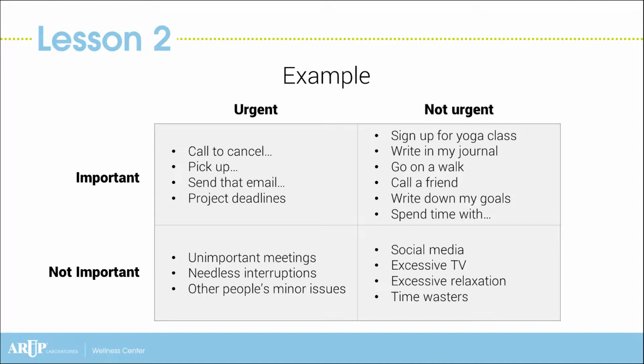The not urgent and the important items are the self-care items. It's not necessarily urgent, but it's very important that you take care of them, such as signing up for a yoga class, writing in your journal, going on a walk, or calling a friend. And lastly, the not urgent and the not important section: social media, excessive TV, excessive relaxation, and other time wasters. Go ahead and pause this for a minute so you can fill in your quadrants.